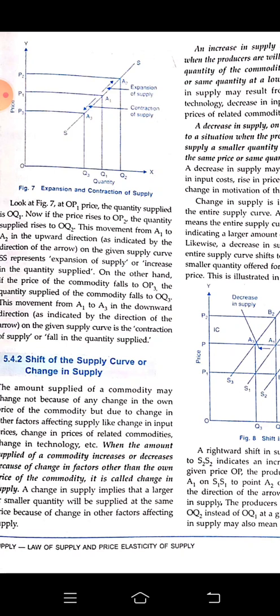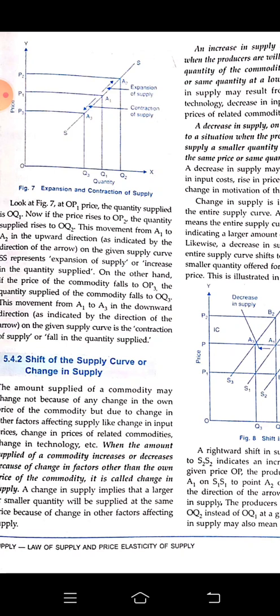We will find that the quantity supplied is also changing. As the price is increasing, the supply is also increasing. That is what we are calling expansion in supply. And when the price is decreasing, we are finding there is less amount of supply, or decrease in supply. That is the contraction of supply. This is movement along the supply curve.